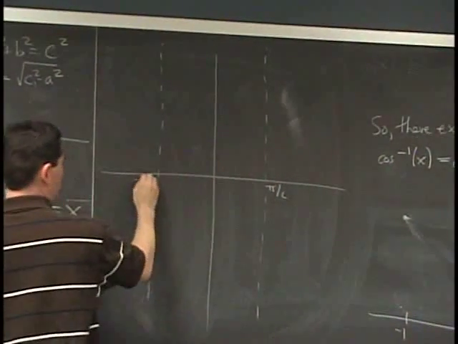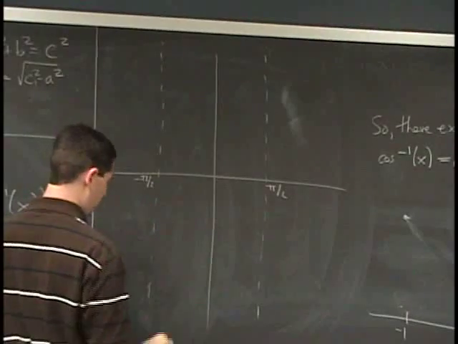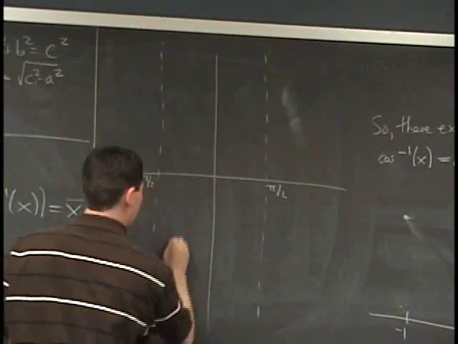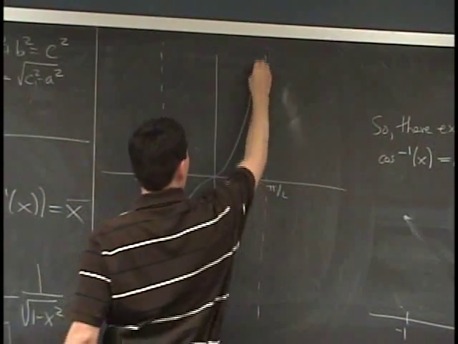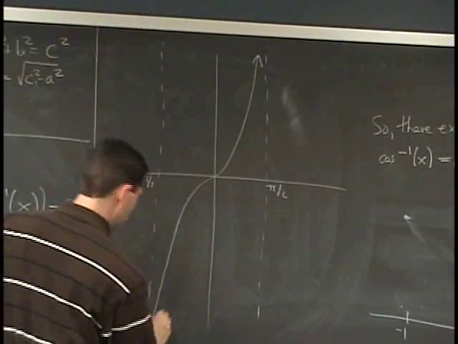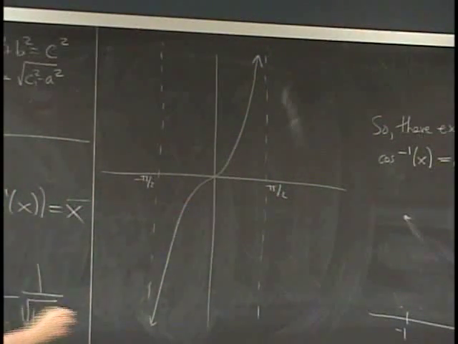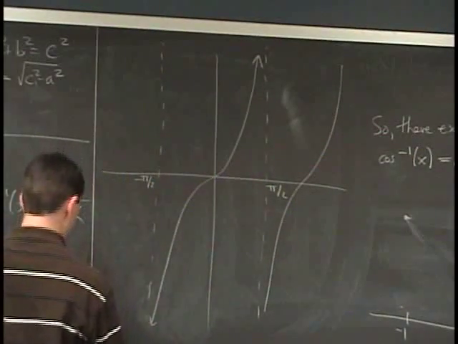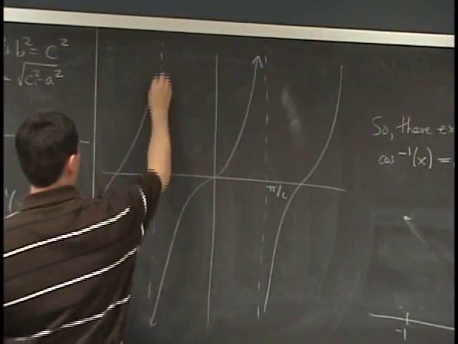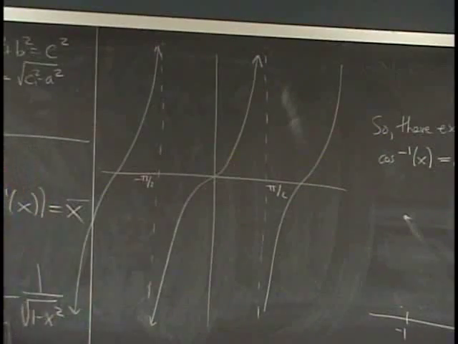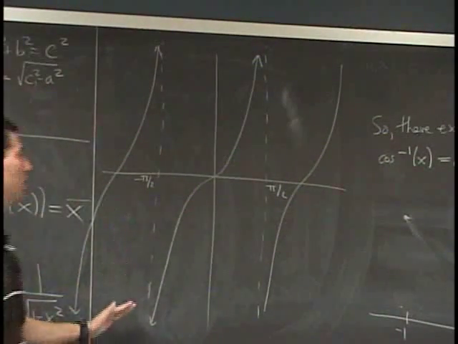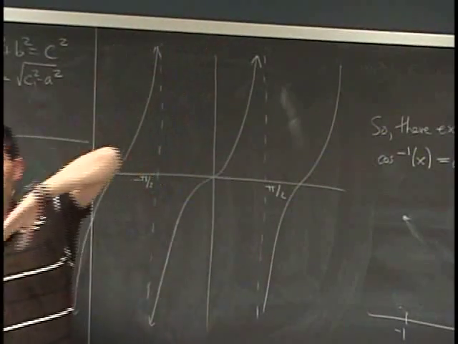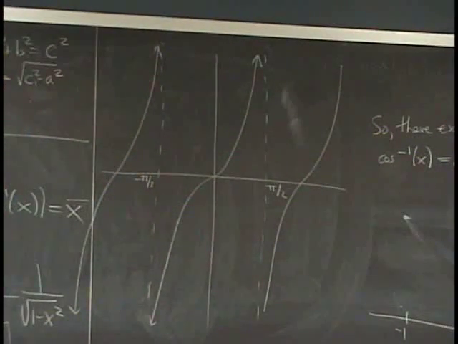All right, so remember, tangent repeats itself in little windows that look like this. So it's going to do the same thing over here and over here. Okay? So this one is clearly onto all the real numbers. Right? It hits everything up, it hits everything down. So we don't have to restrict the range at all.